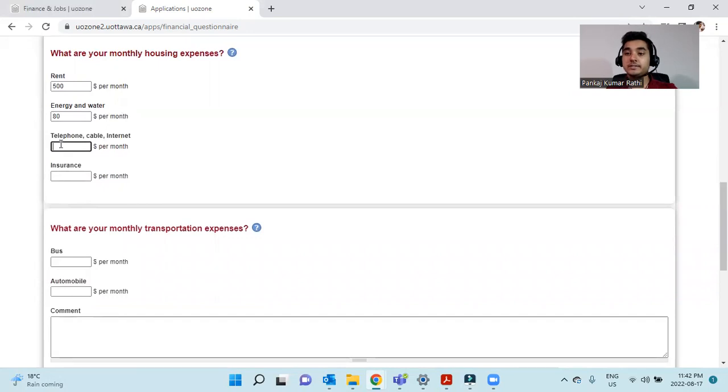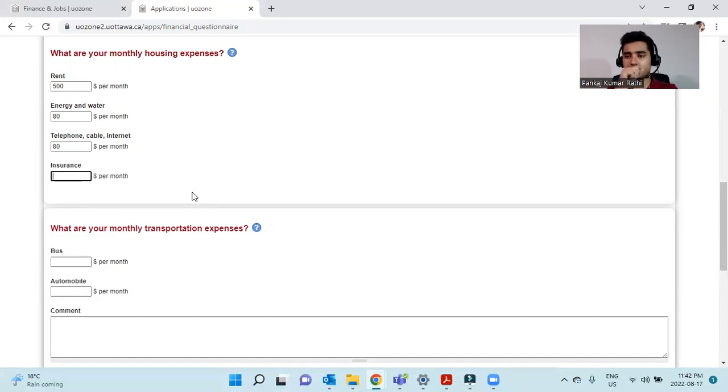Telephone, cable, and internet includes your Wi-Fi expenses and your mobile charge, that is the SIM that you have in your mobile, so how much you pay per month. The cable is if you have a television and pay extra for the cable. This may be around $40 to $50 for telephone, and internet might be another $30, so $80. If you have cable, you can add that as well.